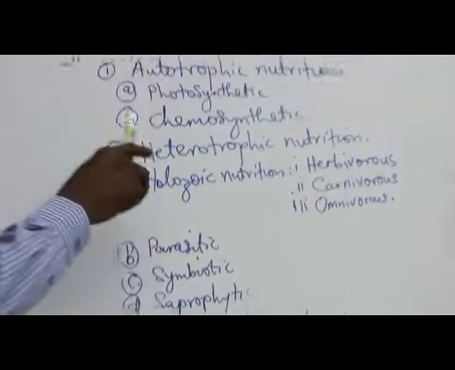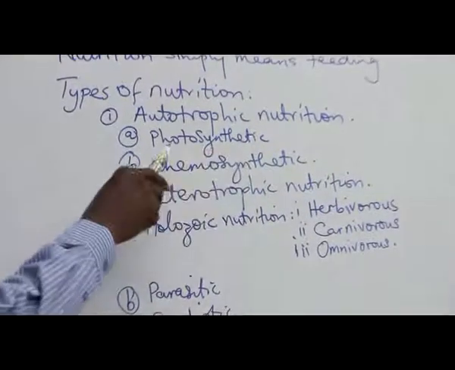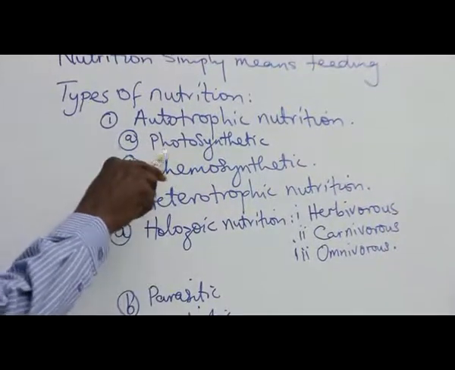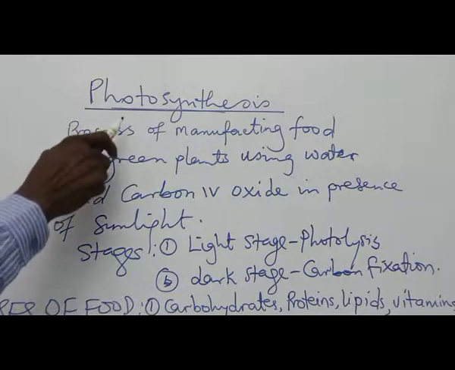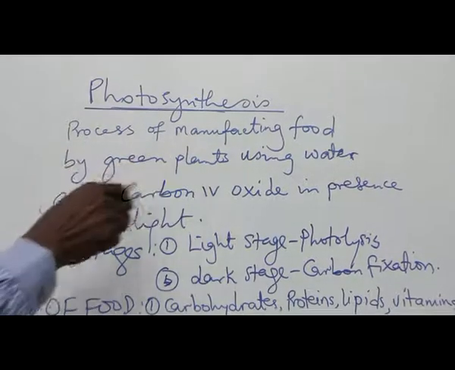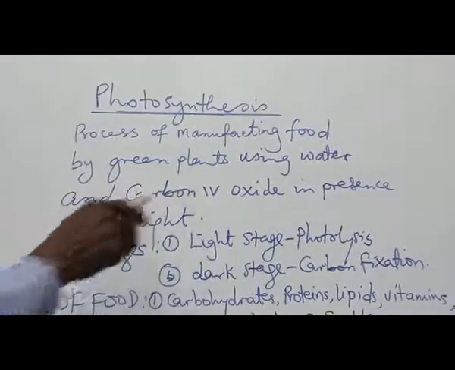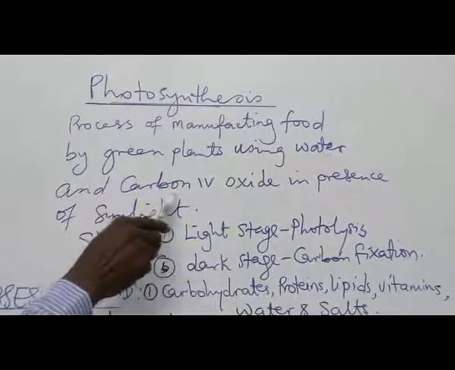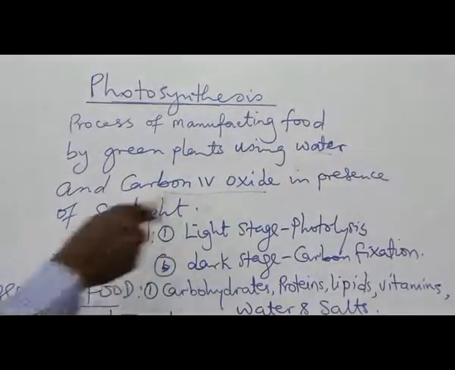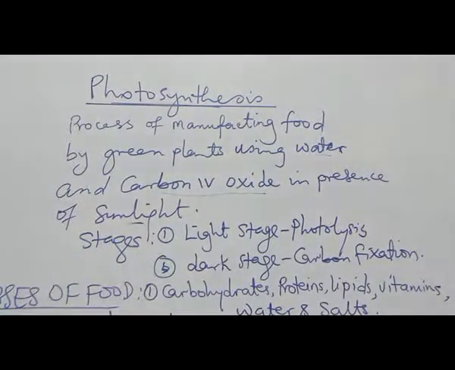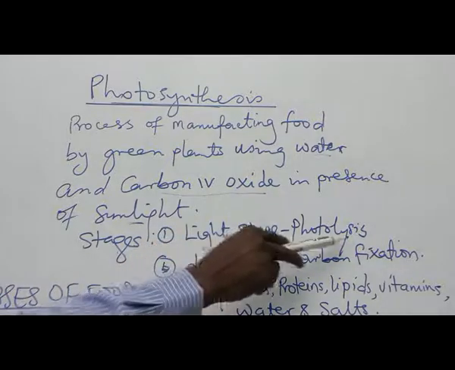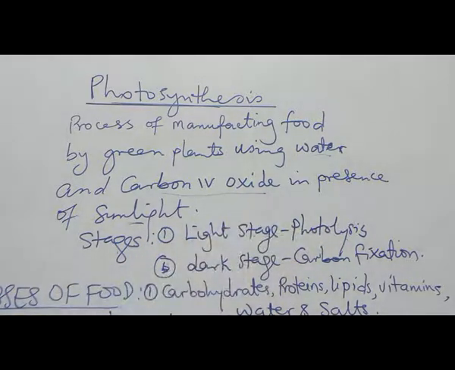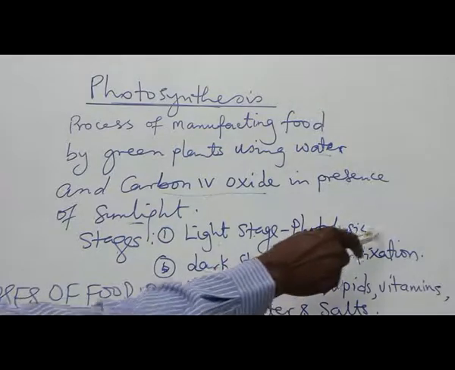Let's move on to define photosynthesis, because from photosynthesis we have photosynthetic nutrition. Photosynthesis, as we know it, is a process of manufacturing food by green plants using water and carbon dioxide as raw materials in the presence of sunlight. Photosynthesis is divided into two stages. The light stage, where photolysis occurs, water being split into hydrogen ion and hydroxyl ion.